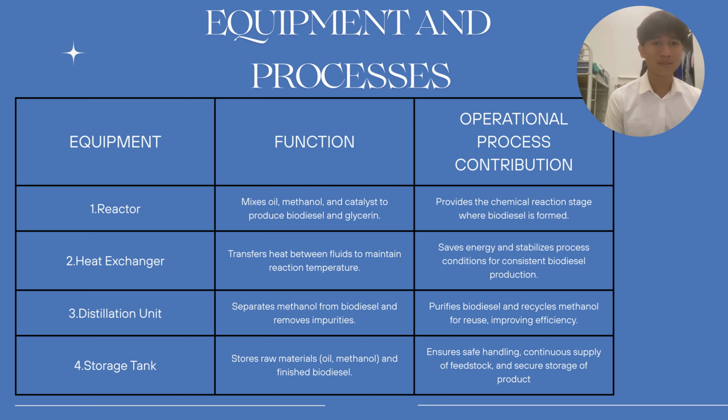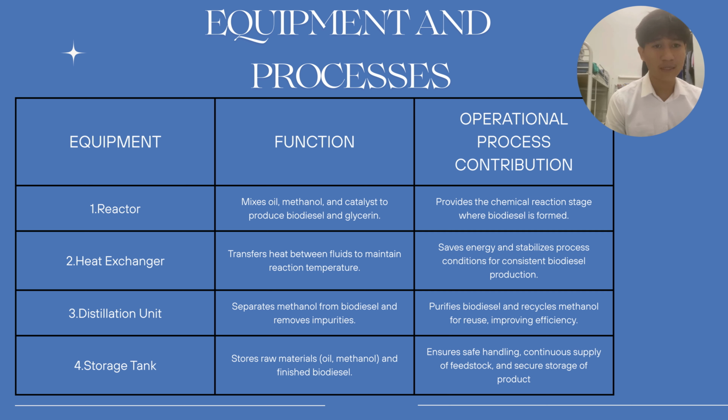Equipment and processes. There are four main pieces of equipment in this plant, which are firstly the reactor, secondly the heat exchanger, third the distillation unit, and fourth the storage tank. The function of the reactor is to mix oil, methanol, and catalyst to produce biodiesel and glycerin. Its overall contribution to the process is that it provides the chemical reaction stage where biodiesel is formed.